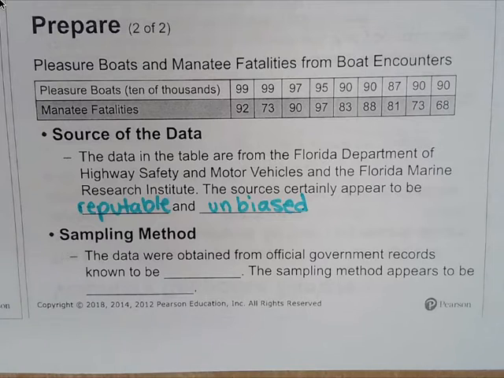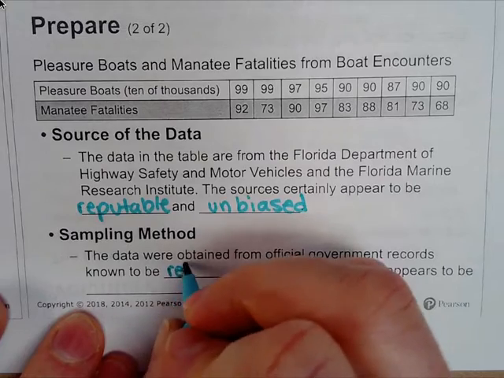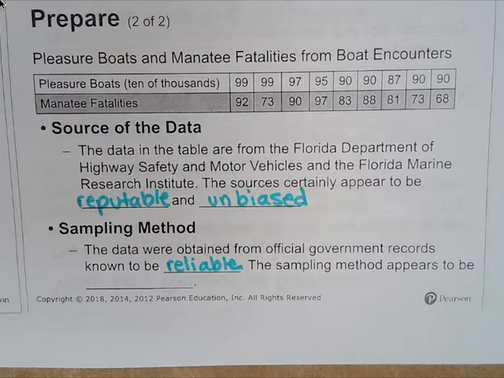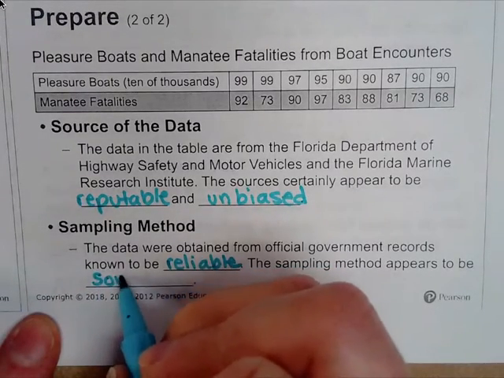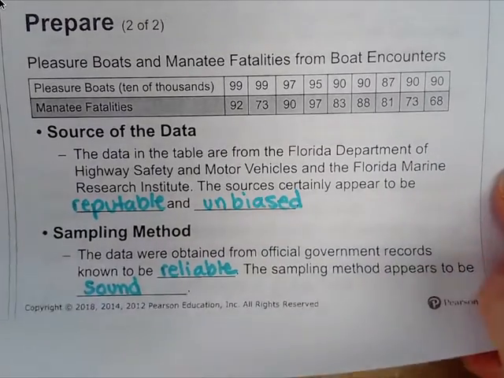The sampling method, they just gathered the data from those agencies. They just got them from records, government records. So that's reliable. So the sampling method appears to be what's called sound. You want a sound sampling method in order to go further into analyzing it. Okay, so let's keep on going.